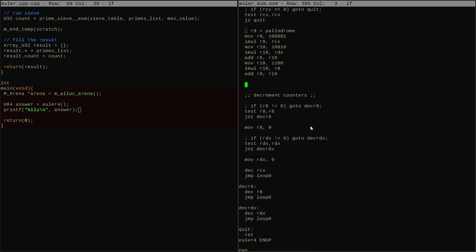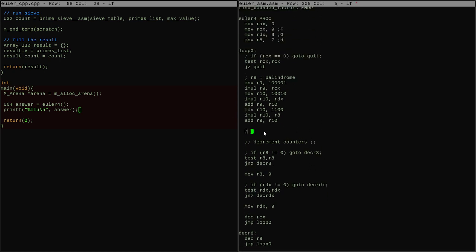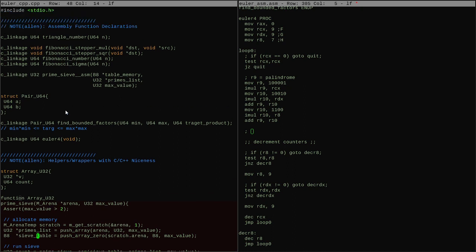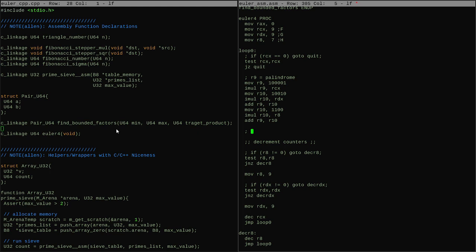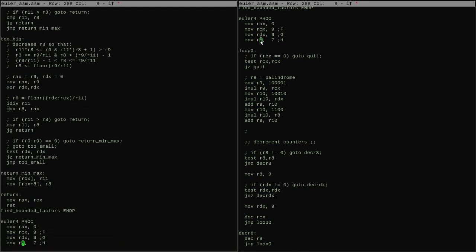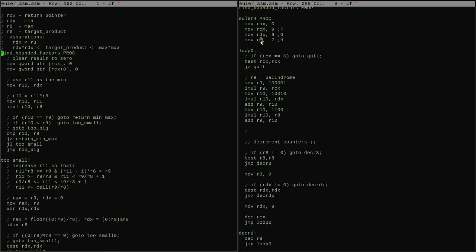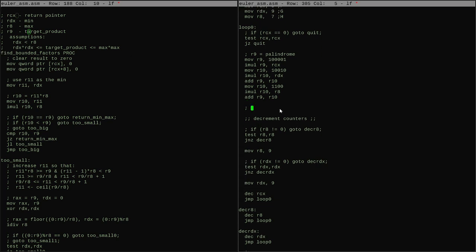which means if I can successfully determine whether or not, where is it? So I want to see if I can find bounded factors for this now, right? So, oh man, this is where things are going to get weird. Okay. So I've been using RCX, RDX, and R8, but these are actually all going to be parameters. Find bounded factors. Yeah, all of these need to be reserved for parameters when I do a function call.